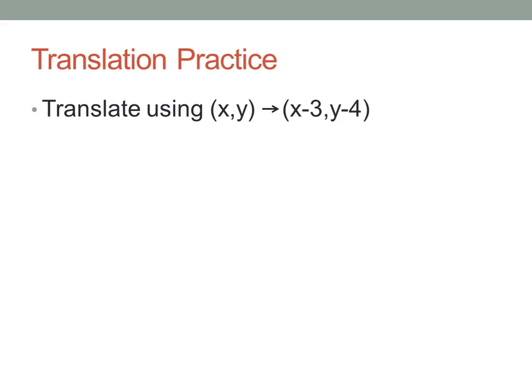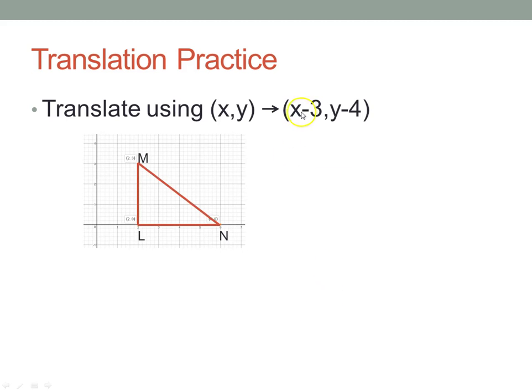Let's try another one. Now we're going to translate. Translate, if you remember, that's where we move. So we're going to move, and our rule here is we're going to move x -3, so that would be to the left, and we're going to move y -4, so that would be down. So translation is when we're moving something. So let's see if we have our original points here.